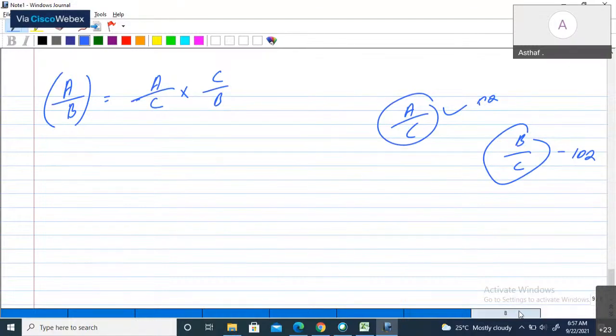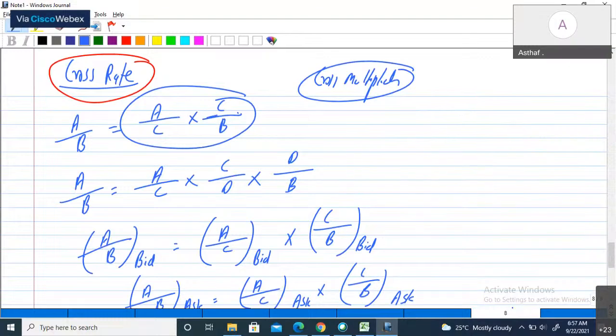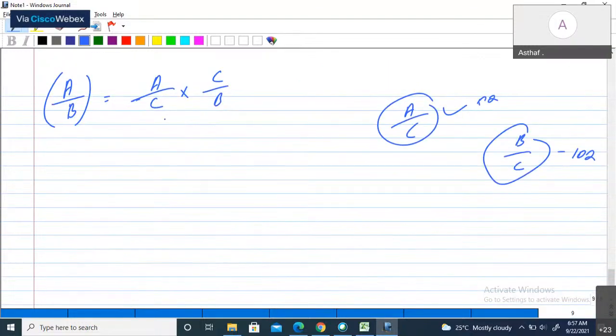The first scenario which I have told you was very basic, where everything is properly given. Now this is the second scenario. You want A by C and C by B, but C by B is not there. B by C only will be there.